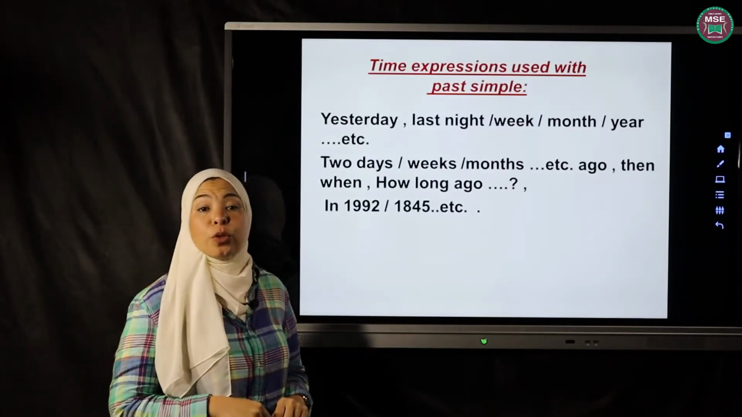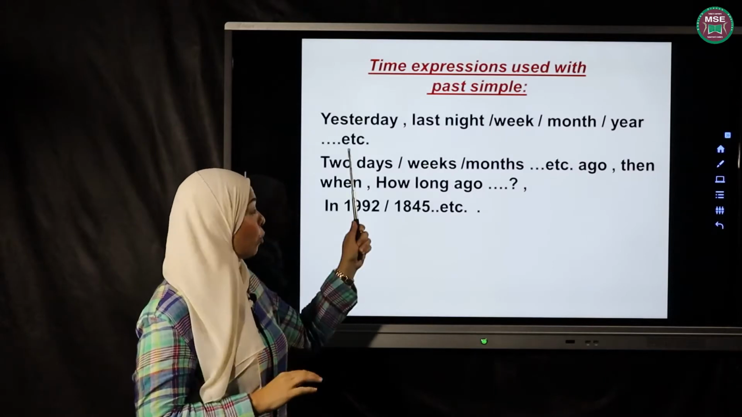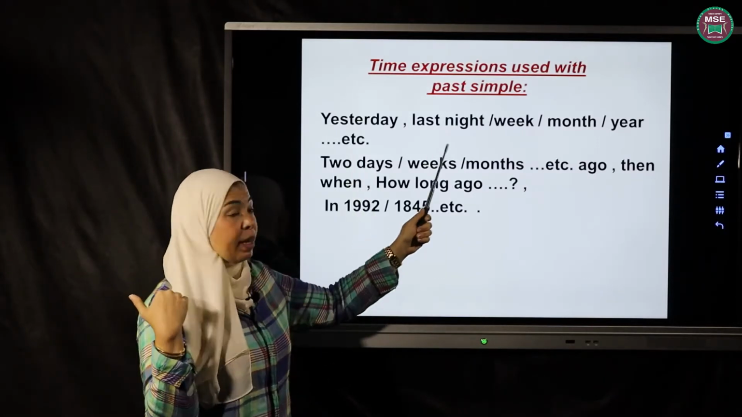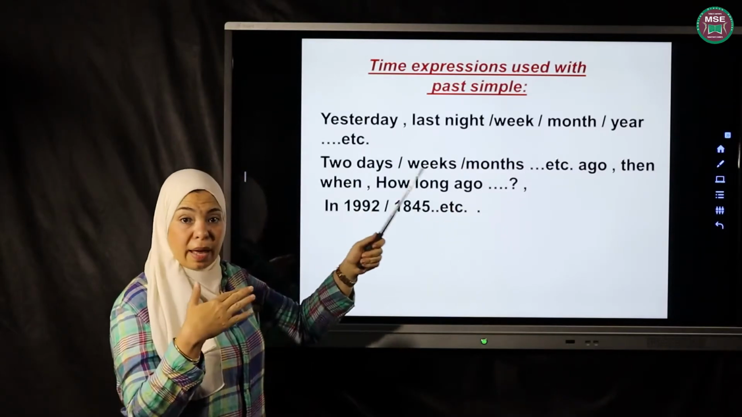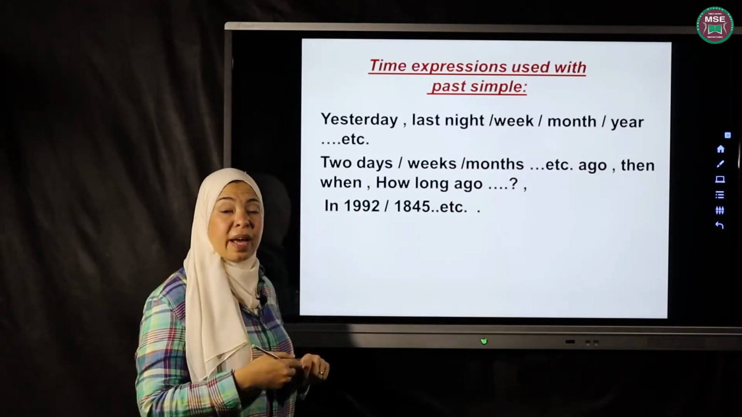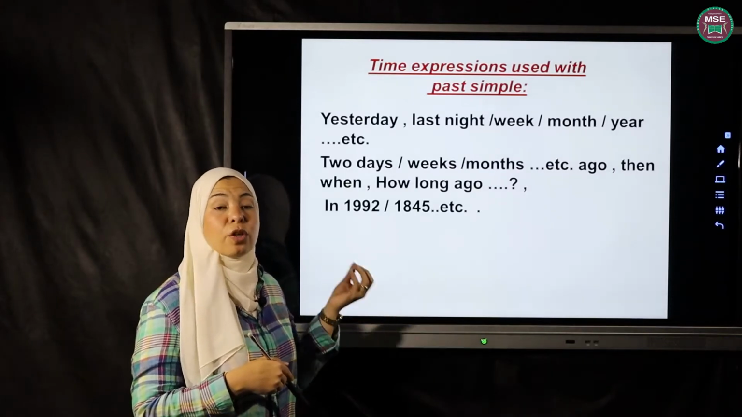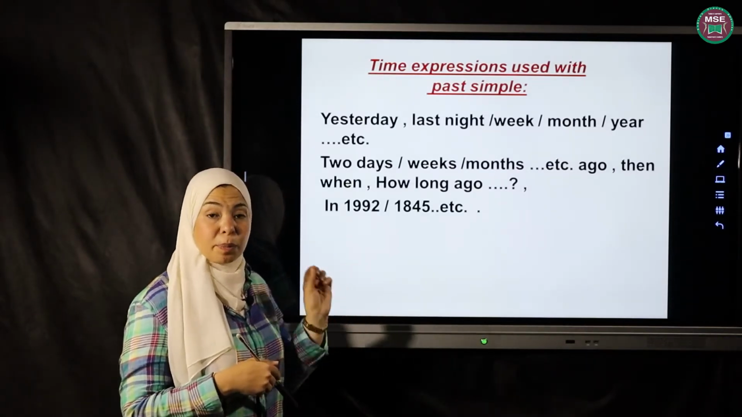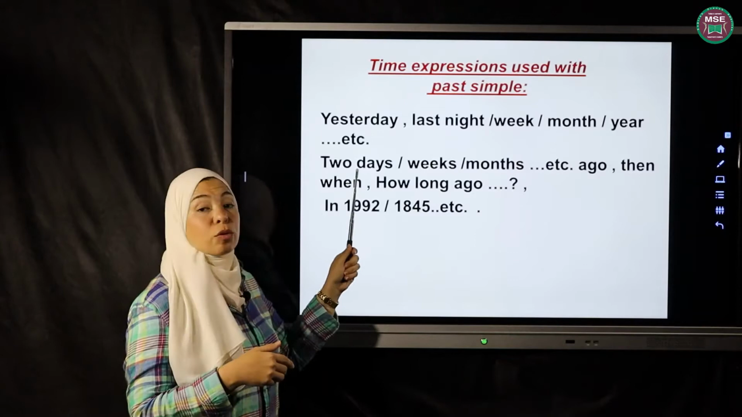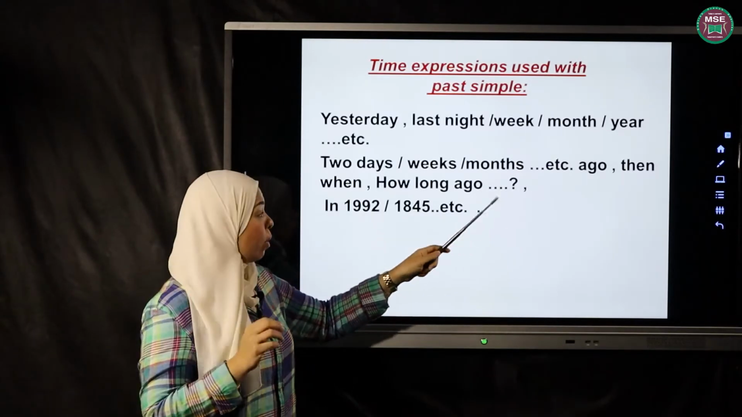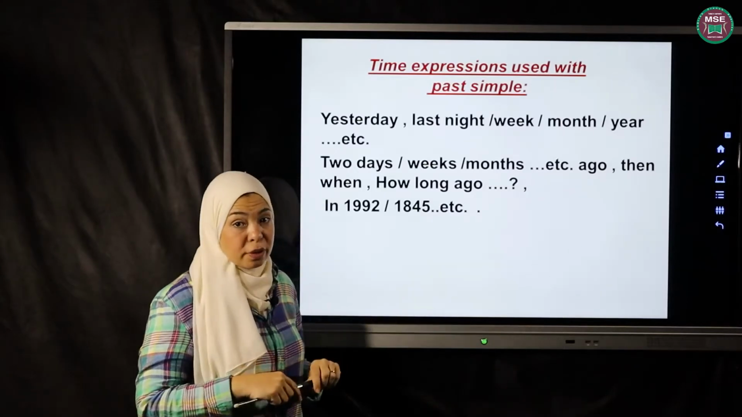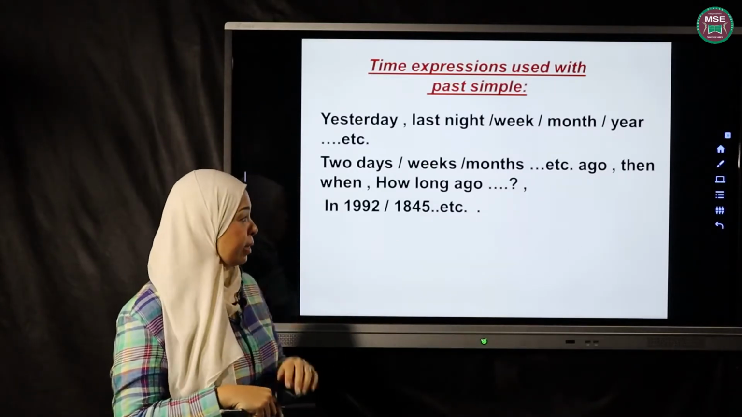The time expressions used with the past simple form, of course you know them: yesterday, last night, last week, last month, last year. Anything which is related to the past, I can use it as a time expression to express the past simple tense. Two days, two months, two weeks, two days ago. Okay, so ago is very important, which refers to a past state.